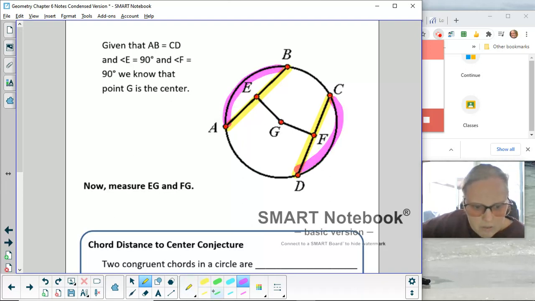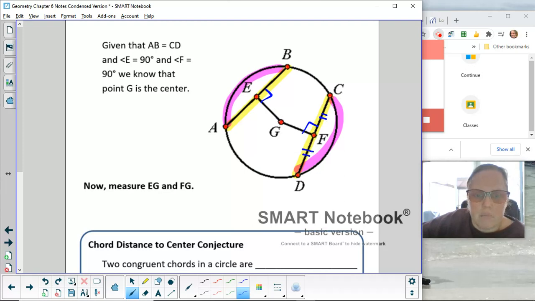Okay, the next piece of information they give me is that angle E is 90 degrees and angle F is 90 degrees. Well, here's point E, so that's a perpendicular 90, and here's point F, also a 90. So now I know for sure that because this GF connection hits the center and it's hitting at 90 degrees, it is cutting this segment DC in half.